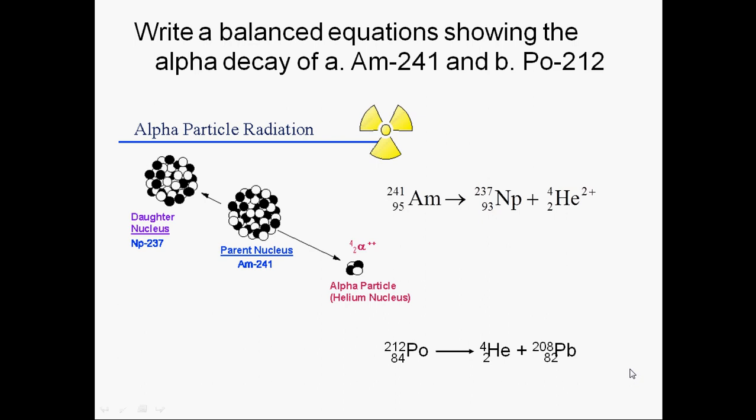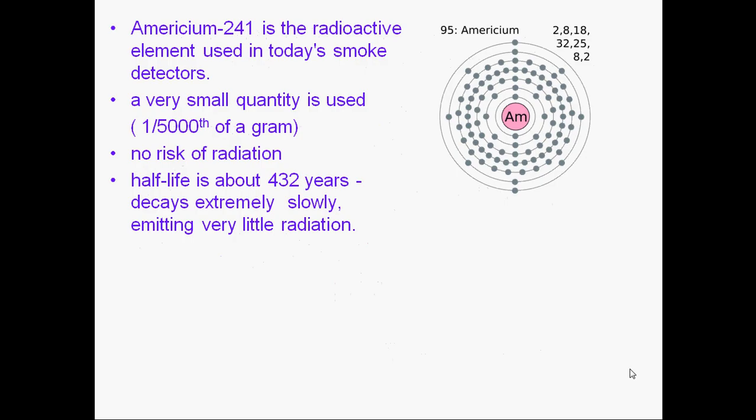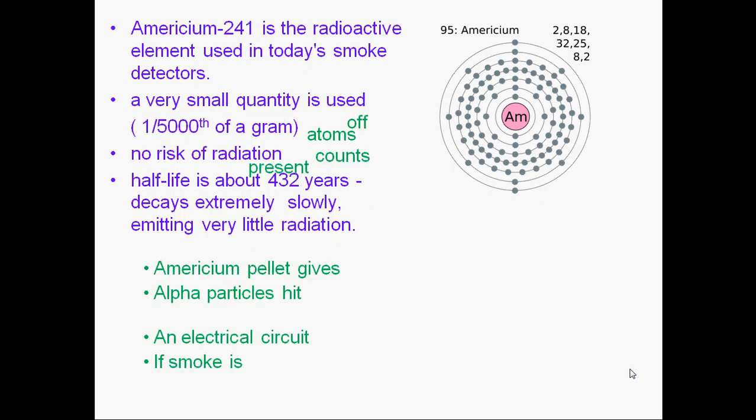Fun fact about alpha decay, it keeps you alive at night. Americium-241 and its alpha decay is actually used in your smoke detector. There's a very small amount of americium-241. You have no risk of any sort of dangerous radiation because remember, alpha particles are stopped by a piece of paper. So I guarantee your smoke detector case will protect you from those alpha particles. This decay occurs over a really long period of time, so the rate of radiation is really slow.